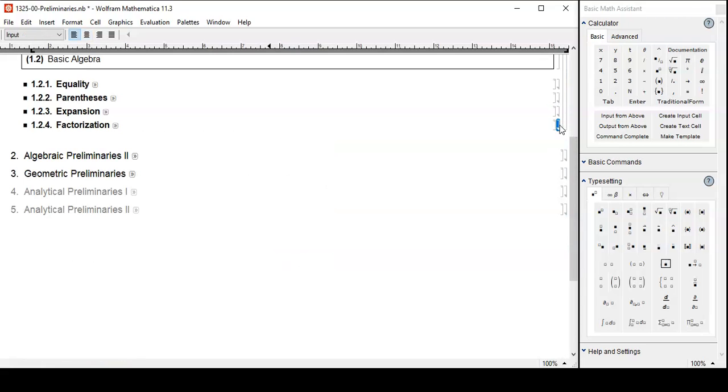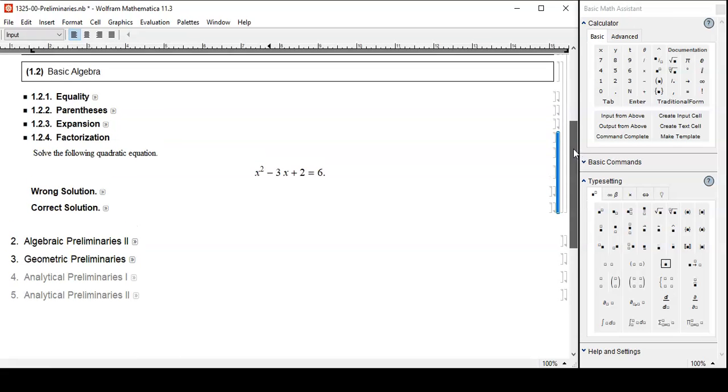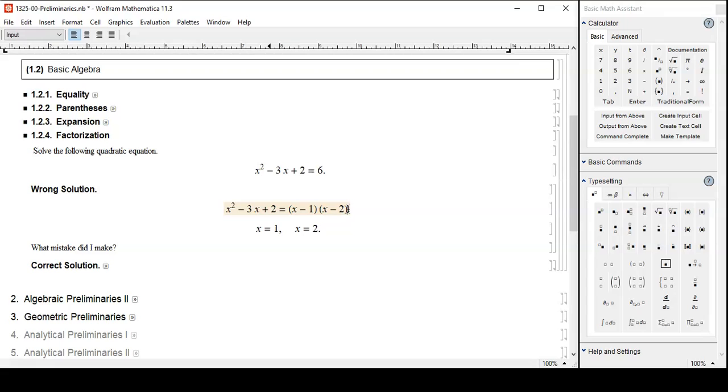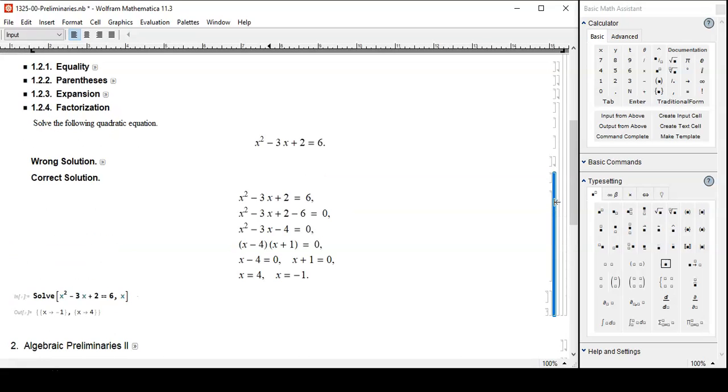Let's see. Final thing here, factorization. I rarely see this kind of mistake, so oh well, here's a wrong solution. Why do you think this is wrong? You forgot about 6 completely, that's why it's wrong. Correct solution, flip the 6 to the other side and keep the right hand side equal to 0.